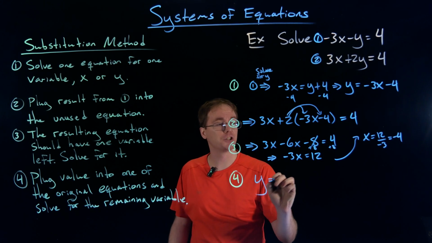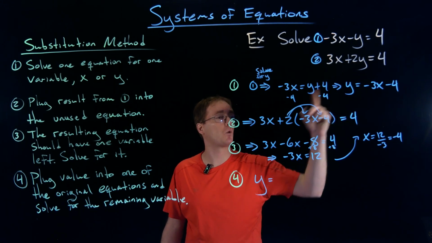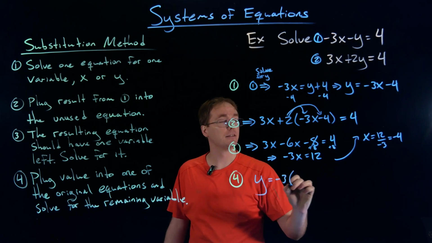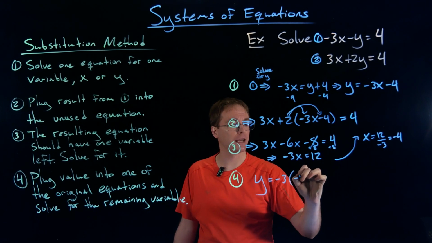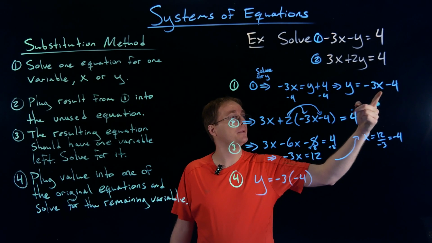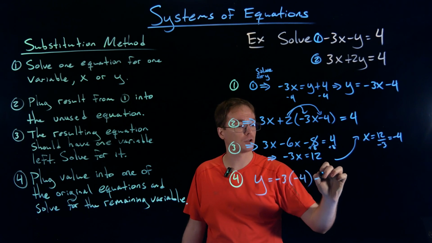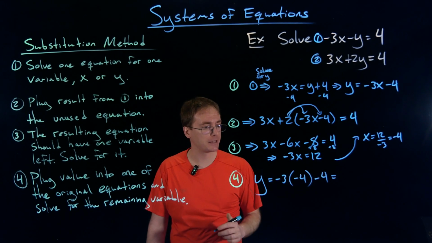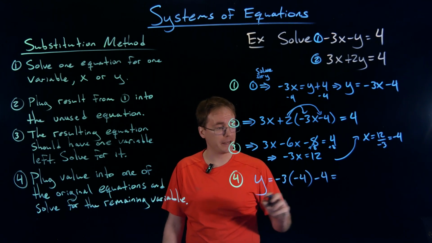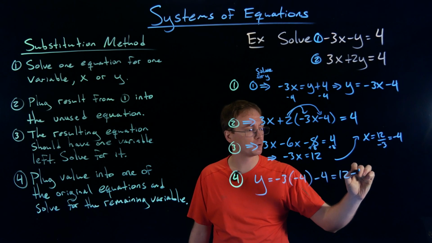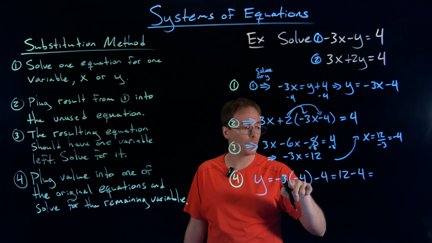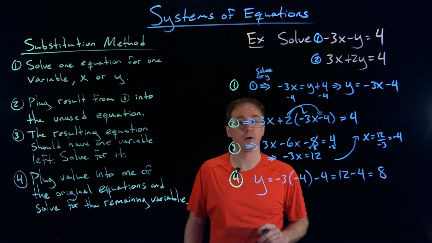So that modified version of our first equation tells us y is equal to negative 3 times our x value, which we now know is negative 4. From negative 3 times our x value, we have to subtract 4 away. Let's see what that gives us. The product of negative 3 and negative 4 is positive 12. And if we subtract 4 away from positive 12, we get positive 8.